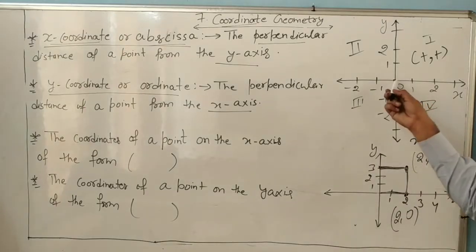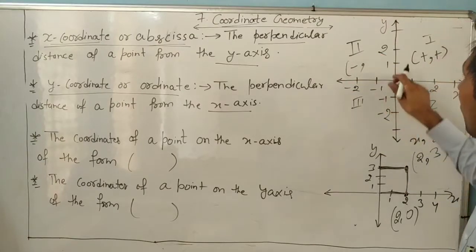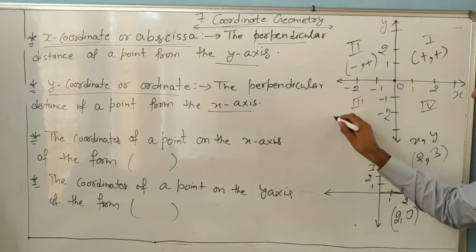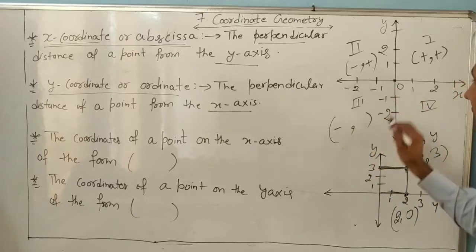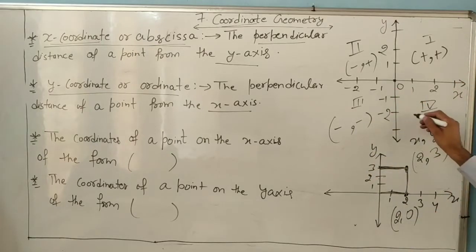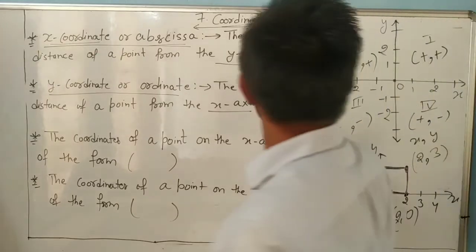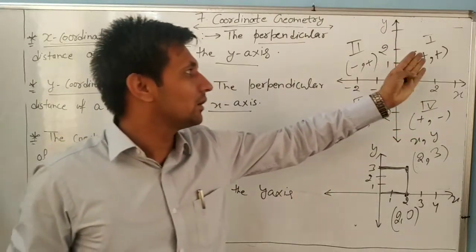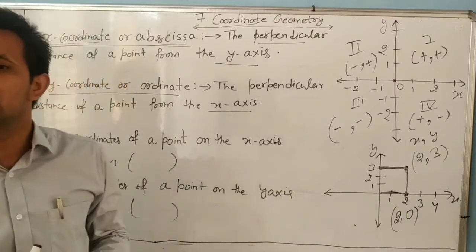Next, here x is negative and y is positive. Always first we will write the x coordinate. Here x is negative and y is also negative. Here x is positive and y is negative. These we have already learned in 9th class. So what is the sign of the coordinates in the first quadrant, second quadrant, third and fourth?